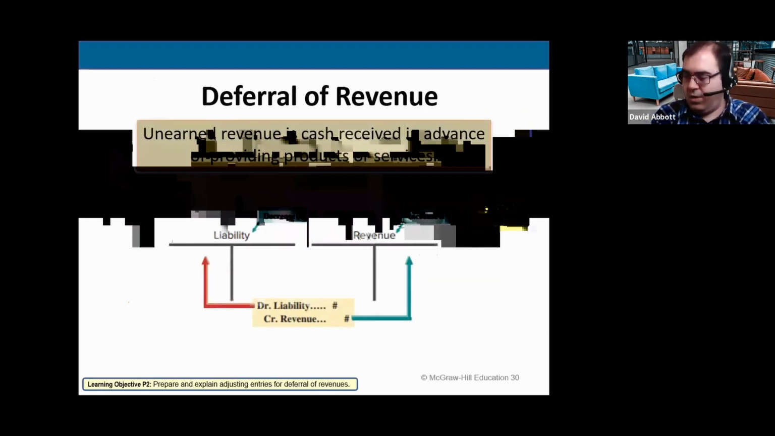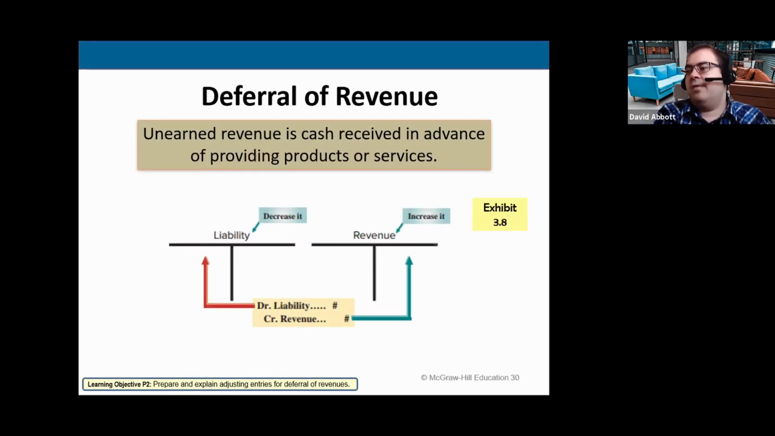Deferral of revenue. Unearned revenue is cash received in advance of providing products or services. So an example, let's say an insurance company, let's say State Farm Insurance. Let's say that you pay your car insurance for 6 months and you pay it in advance. Well, to that company, that would be unearned because they haven't provided the services yet until 1 month passes, and then the next month passes, and so on and so forth.